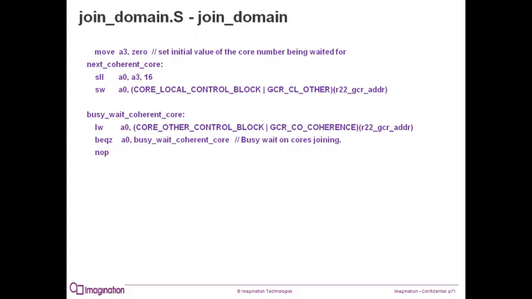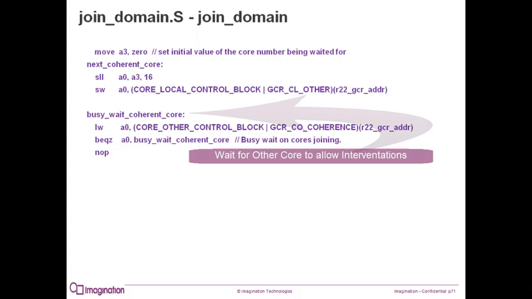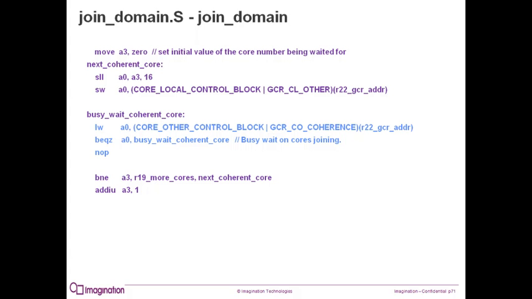The code now reads the core local coherence control register of the other core. Remember how the code set this core's core local coherence register to enable interventions from other cores, thus entering the domain. The code now needs to wait for the other cores to do the same. Once the other core has joined, the code checks to see if there are more cores to wait for, and if there is, it branches back to the next coherent core label. It also increments the core count. When all the cores have been waited for, the code returns to start.s.